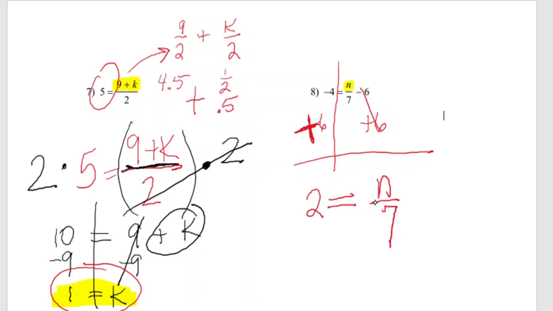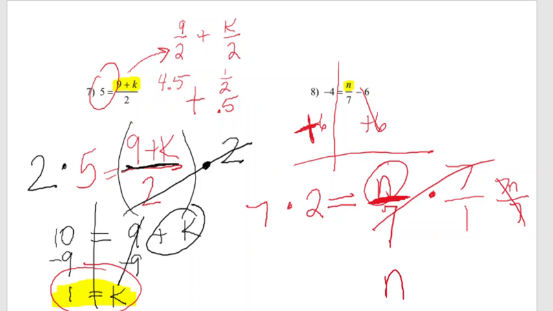And again, the inverse of this fraction line, which means divide by 7, is to multiply by 7. Divide by 7 and multiply by 7 cancel, because if I were to multiply this, I would get 7n over 7, and 7 divided by 7 cancels. So I'm left with just n equals 14.